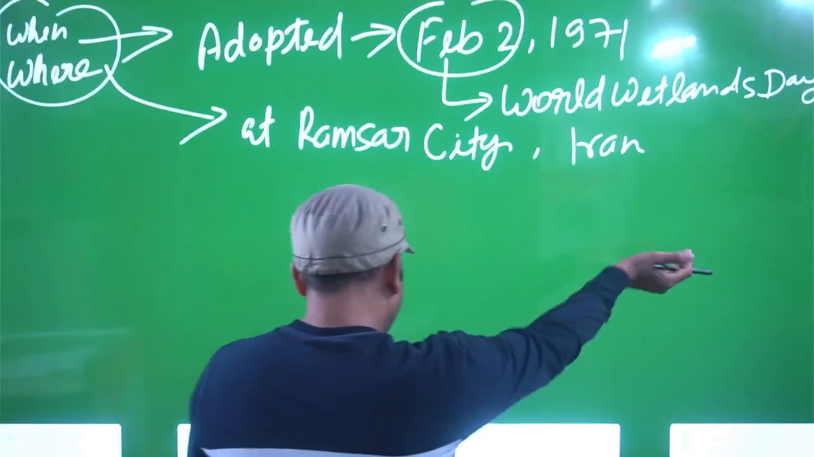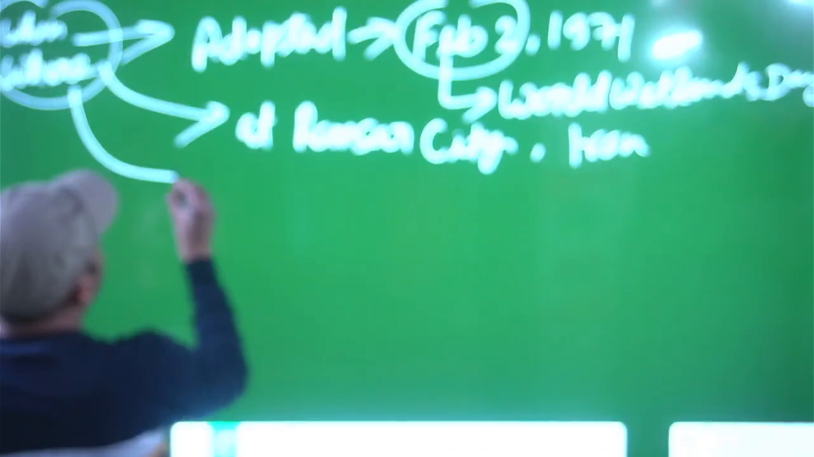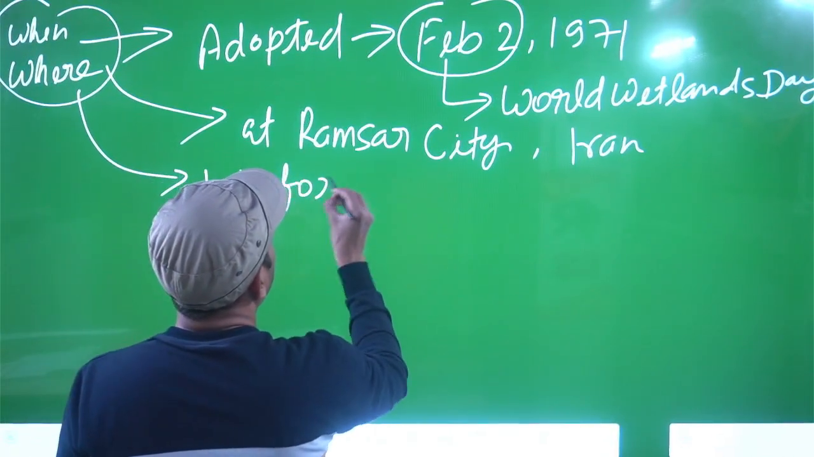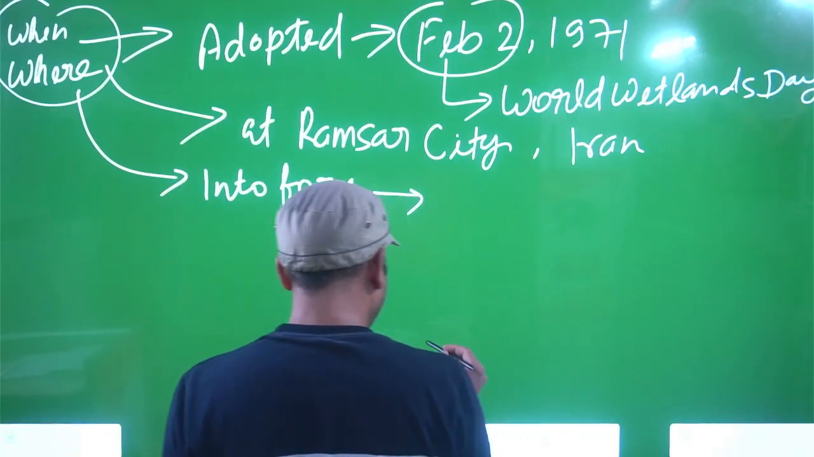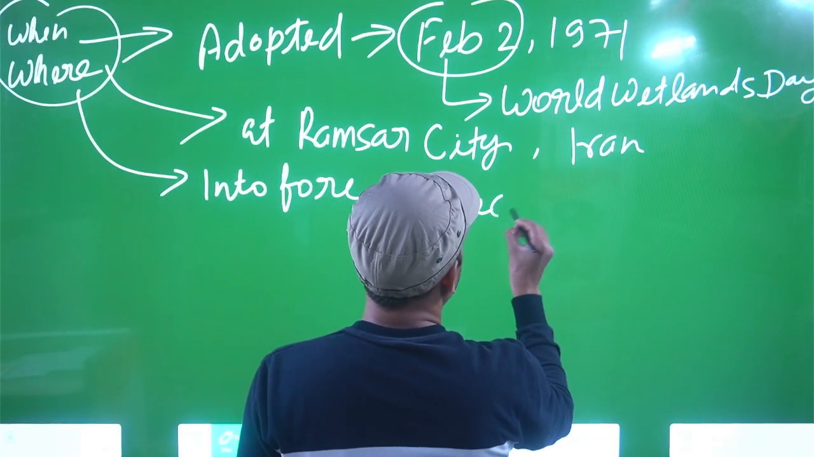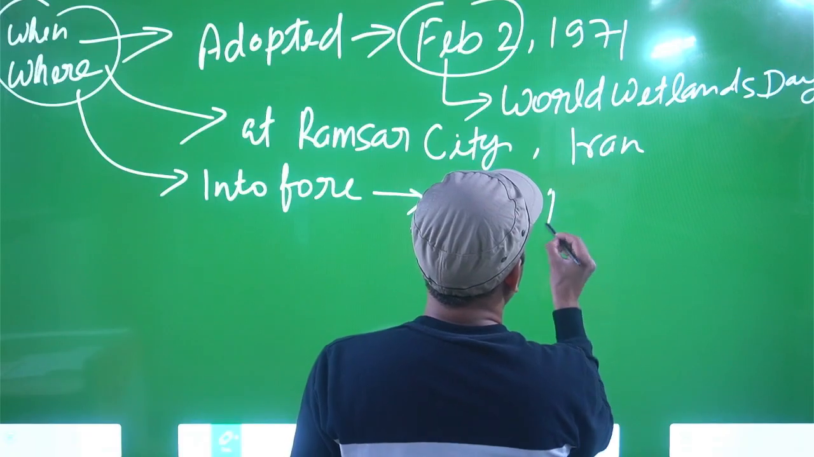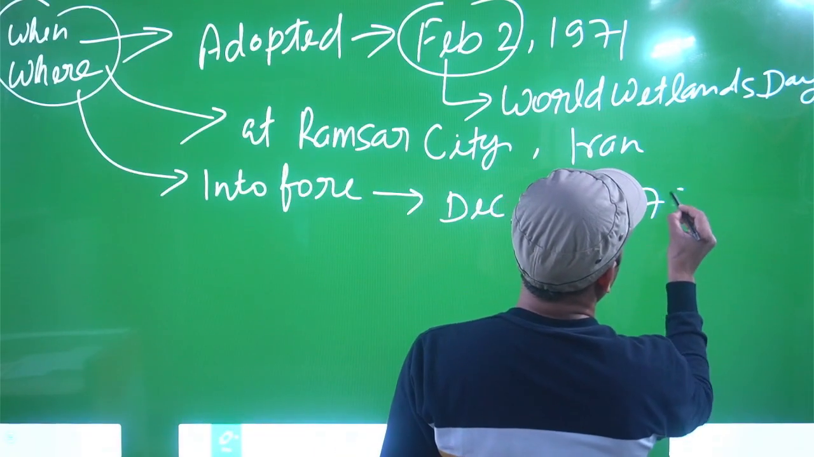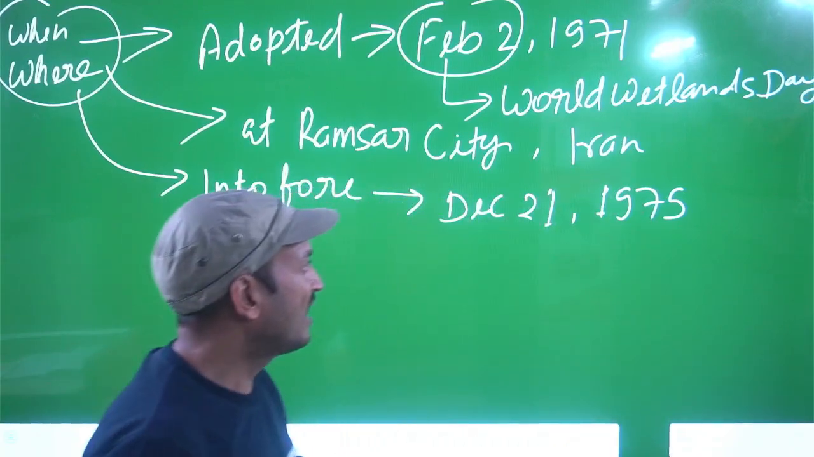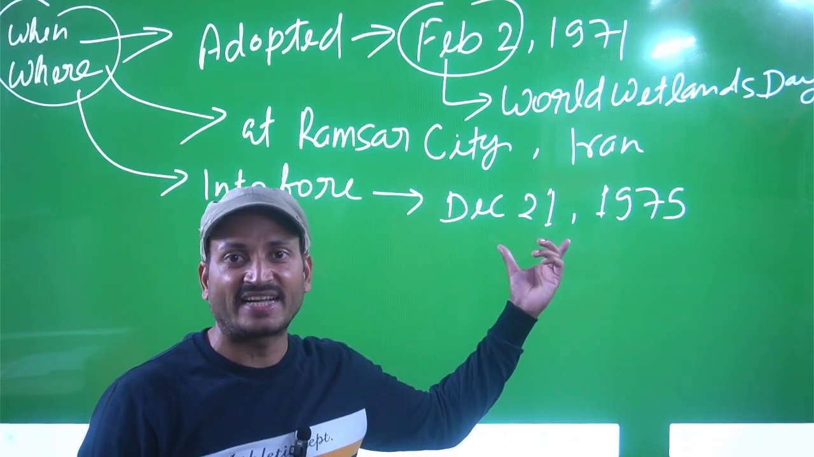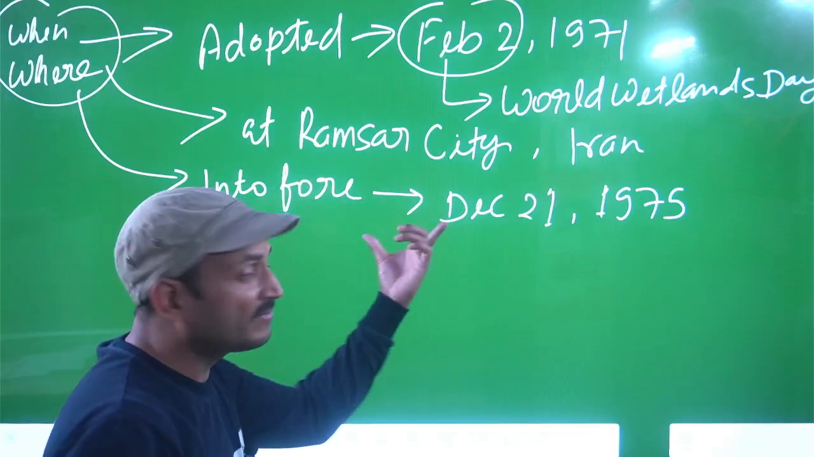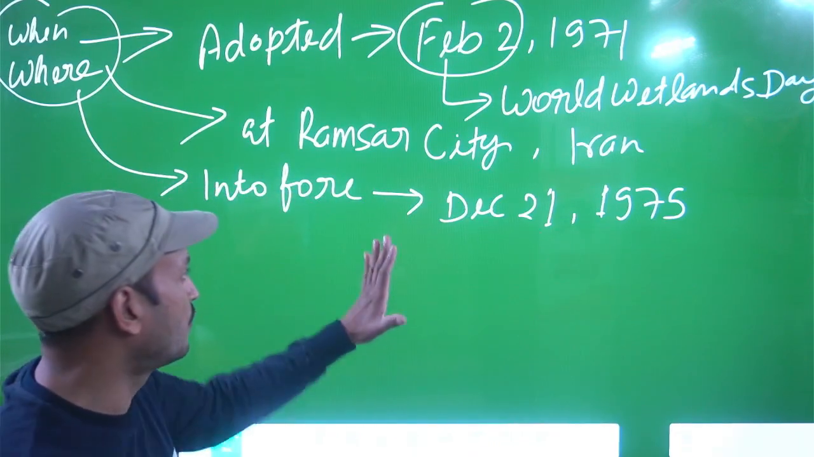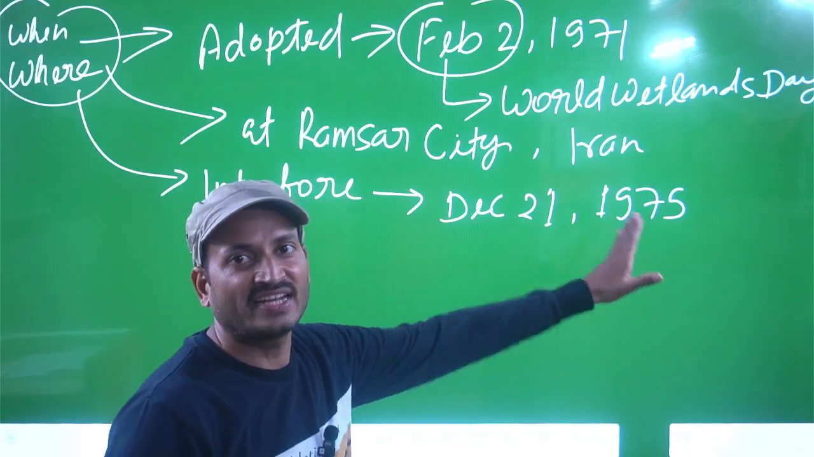Now, the next important thing is that it entered into force on December 21, 1975, after the minimum required countries ratified it. Only then did it enter into force on December 21, 1975.